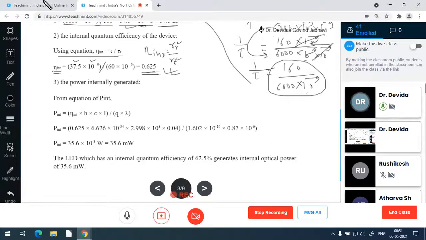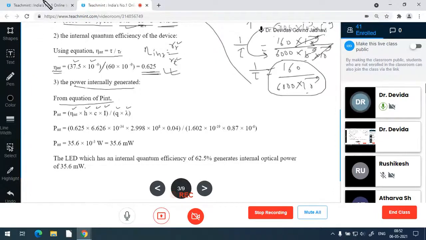Now the third thing asked to calculate is the power internally generated within the device. So from the equation of P internal, the power internally generated, P internal is eta internal times h c I divided by q lambda.